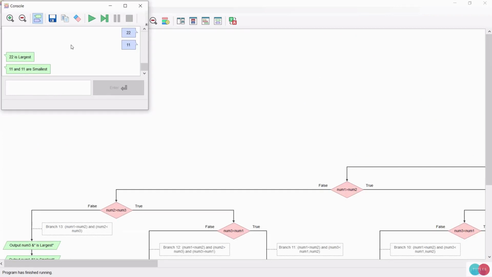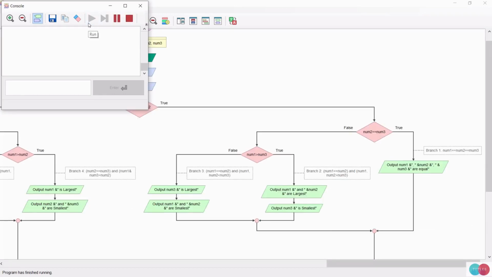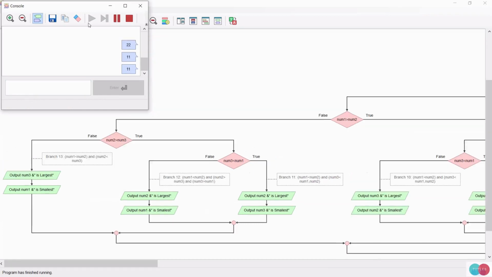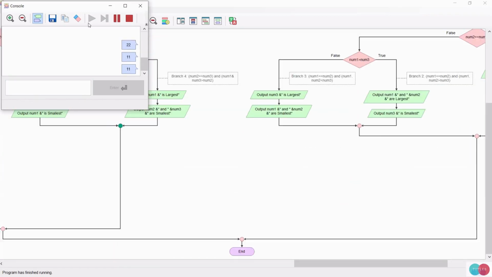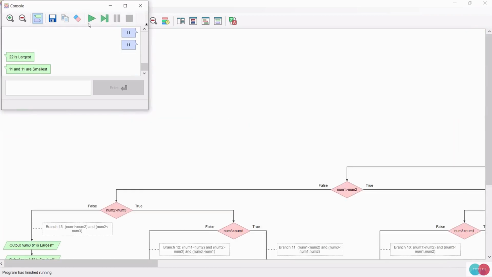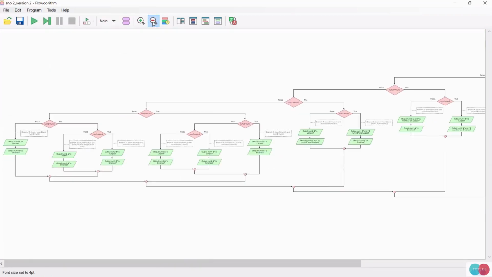Now we will see the fourth scenario. The fourth scenario being the first number being the largest and the second and third numbers being the smallest. So 22, 11 and 11. Right, so 22 is largest, 11 is smallest. So what I do is I will reduce it a bit.